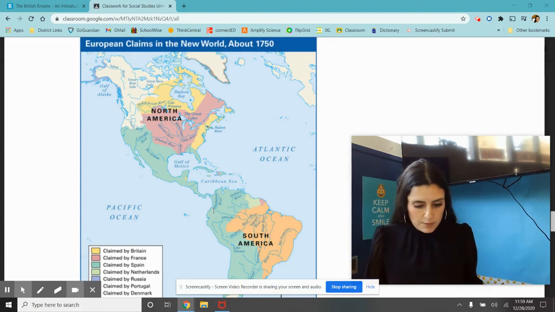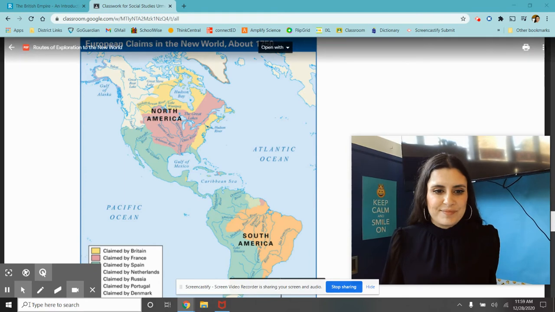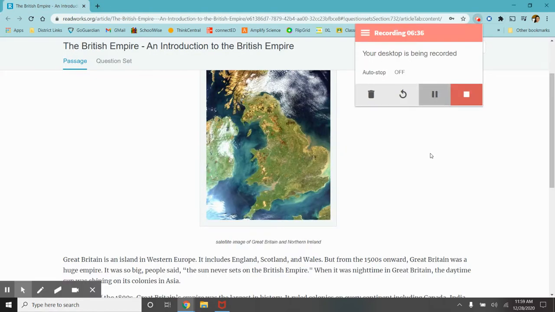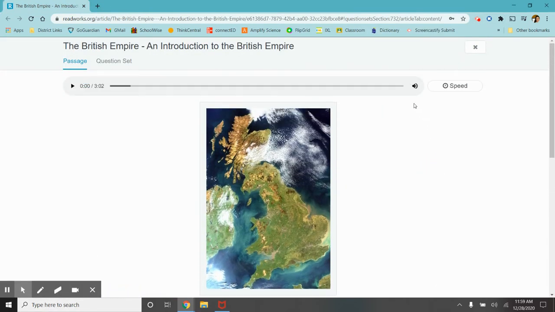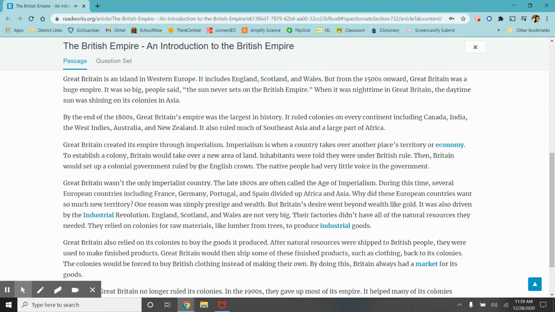So we're going to read the ReadWorks passage, and then we're going to go through the questions. The British Empire, An Introduction to the British Empire. By ReadWorks. Great Britain is an island in Western Europe. It includes England, Scotland, and Wales. But from the 1500s onward, Great Britain was a huge empire.